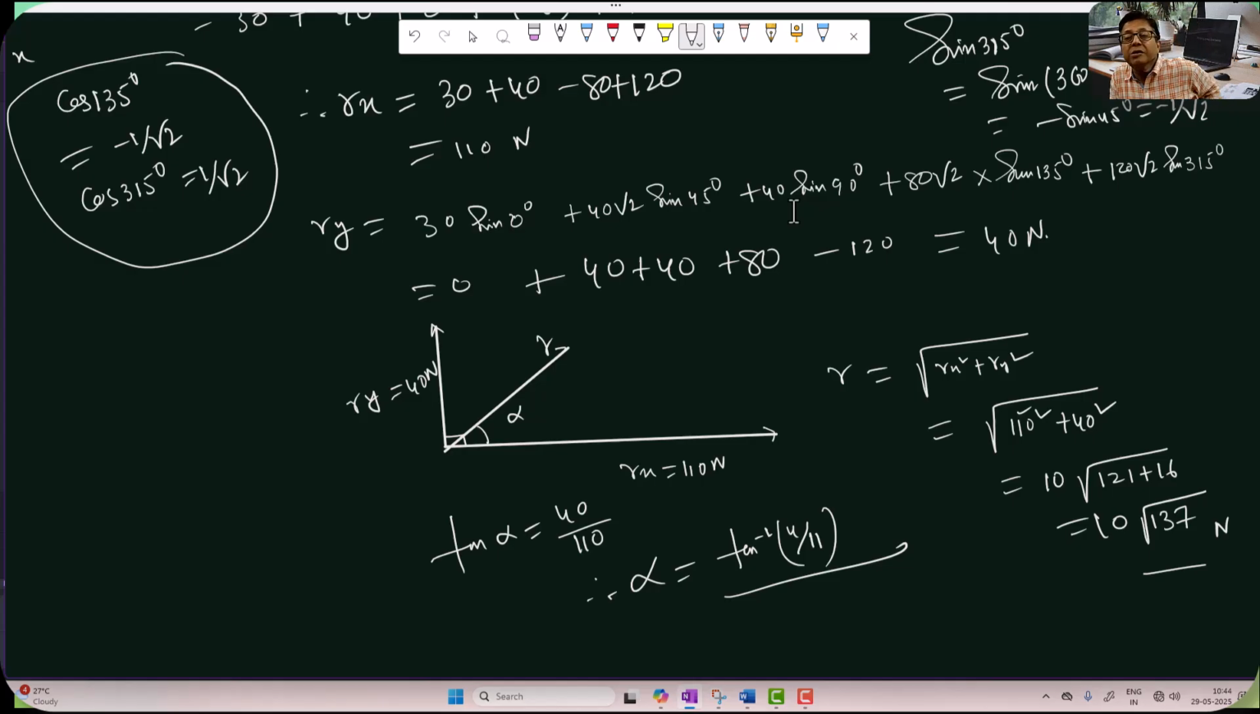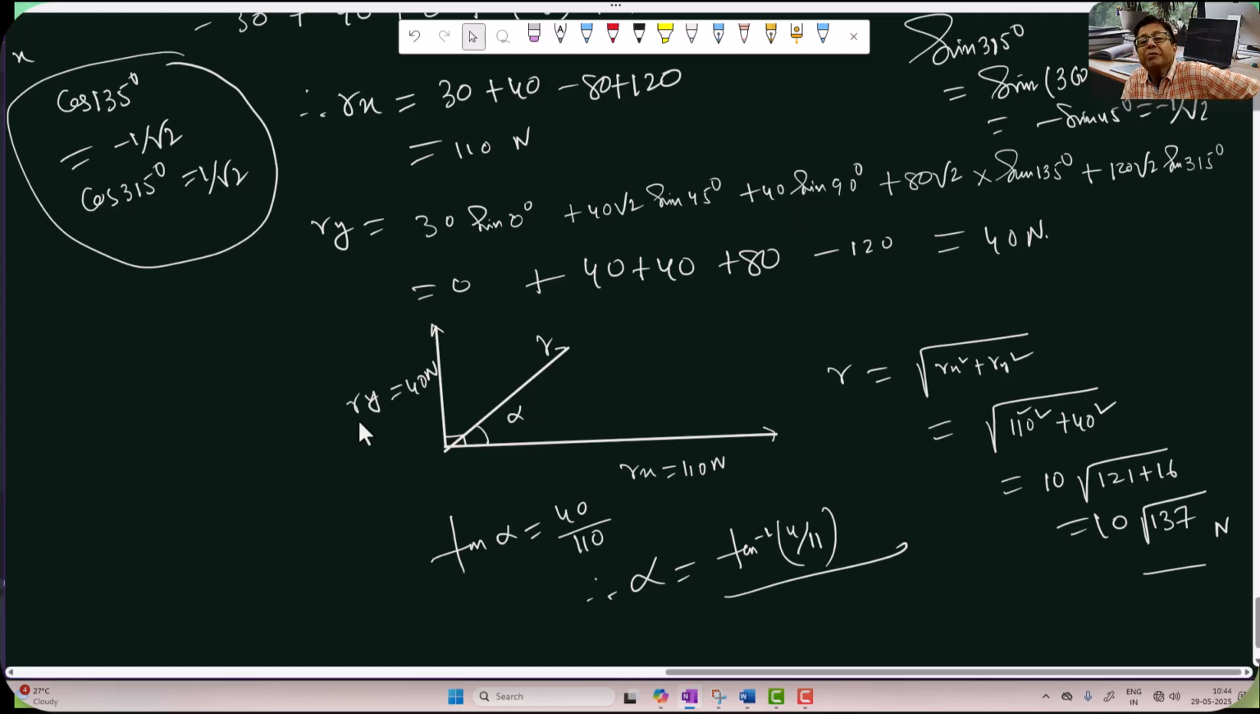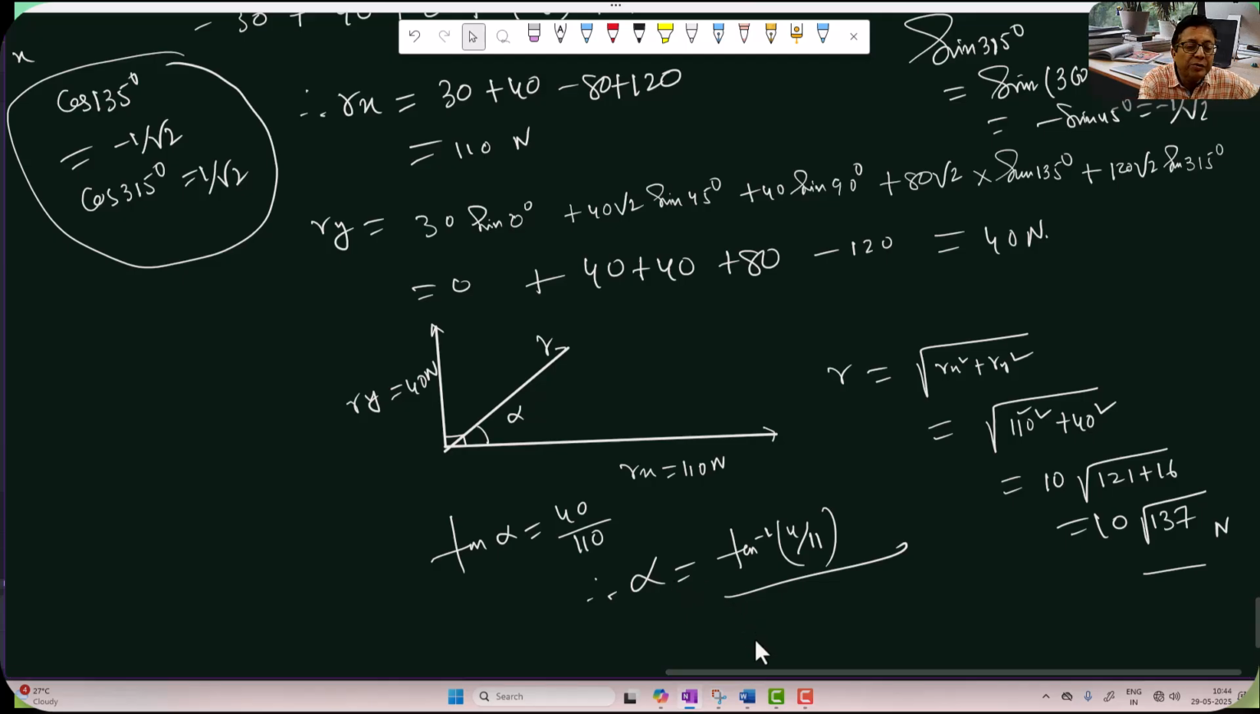Hope you have understood the concept of resolution. You need to practice sums based on it to get good control on it.